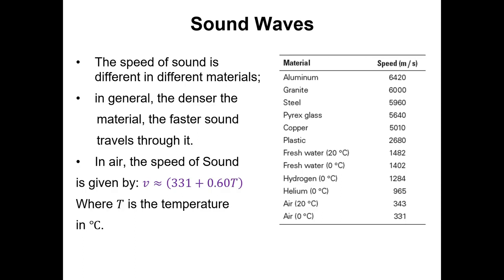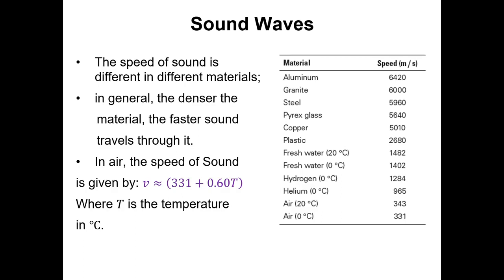In air, look here, the second row from the bottom. In air at 20 degrees Celsius, it's 343 meters per second. We will get familiar with this. You will remember this number from now on. I will provide it for you, but you will use it enough that you will remember it. You will see. For air at 0 degrees Celsius, it's 331 meters per second.